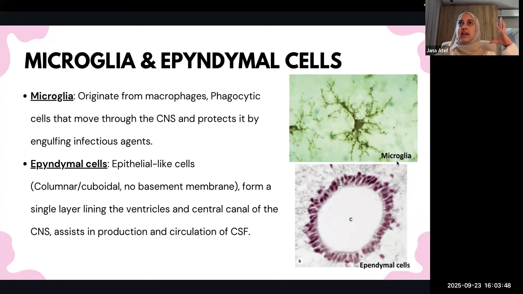Remember, here we're gonna tie some concepts together. We said the blood-brain barrier only allows certain things to pass through. This also includes cells, okay? So macrophages are not welcome in the blood-brain barrier. They're like, no, I don't like you. We're gonna have our own macrophages, and we're gonna call them microglia, okay?